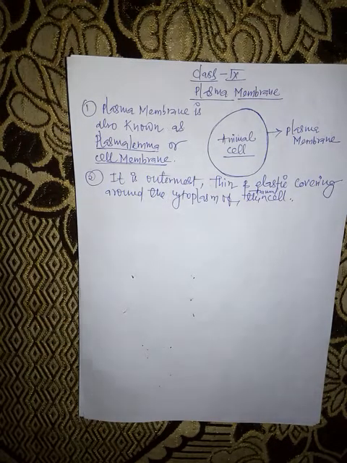Elastic means the cell can increase and decrease its size. So when the cells absorb water, they increase their size due to the elasticity of the cell membrane. And it is very thin. Why? Because the molecules can cross from one side to another side.